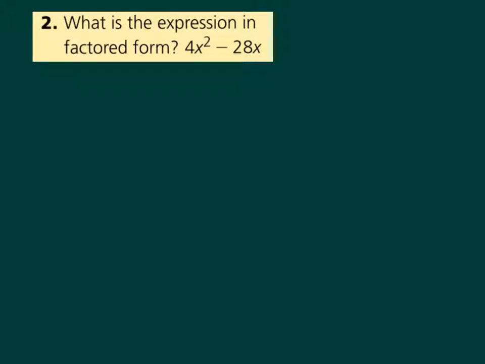4x squared minus 28x. What's the first thing we do? We look for the GCF. That's the first thing we should always try and do. And in this problem, we have a GCF of 4x, leaving me with x minus 7. And you cannot factor anymore.